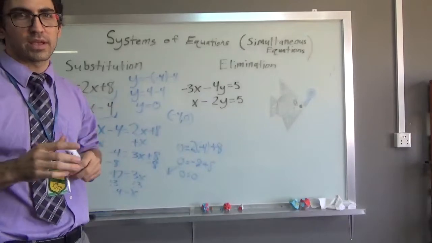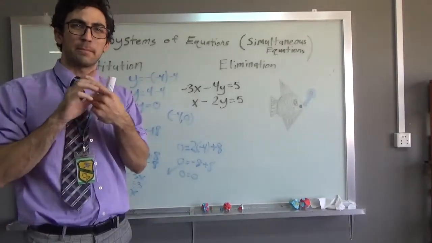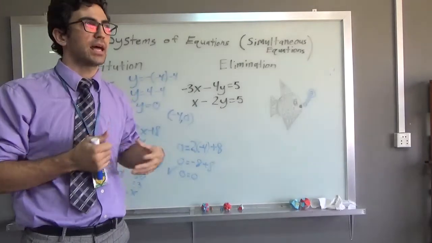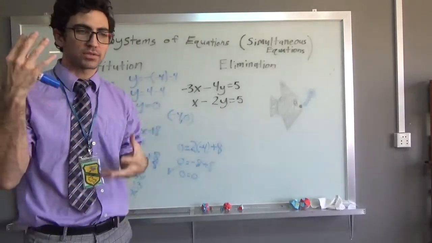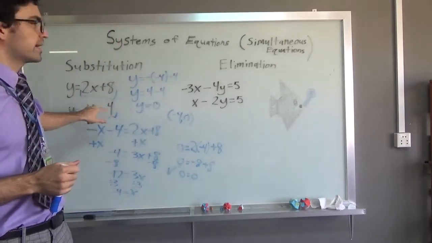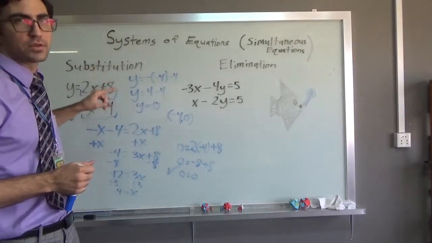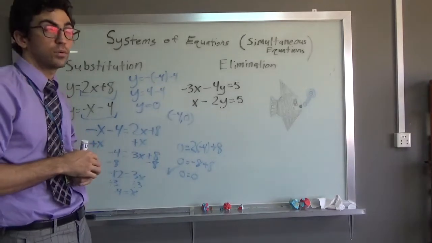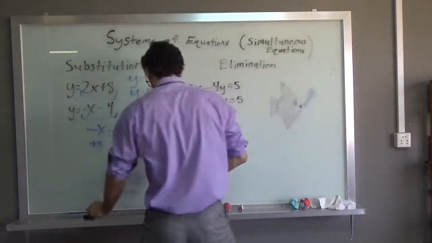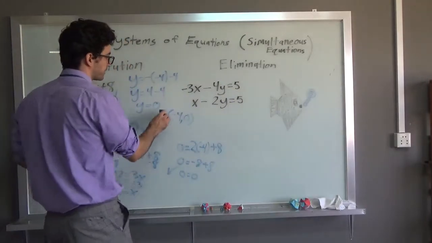If you think of it this way, if there were graphs, this is the point where they both intersect. If you're just thinking of the lines on paper and using the numbers, these are the numbers that will fit into x and y in both of these equations. It's the only point that will work. Okay, so let's clear up some space.